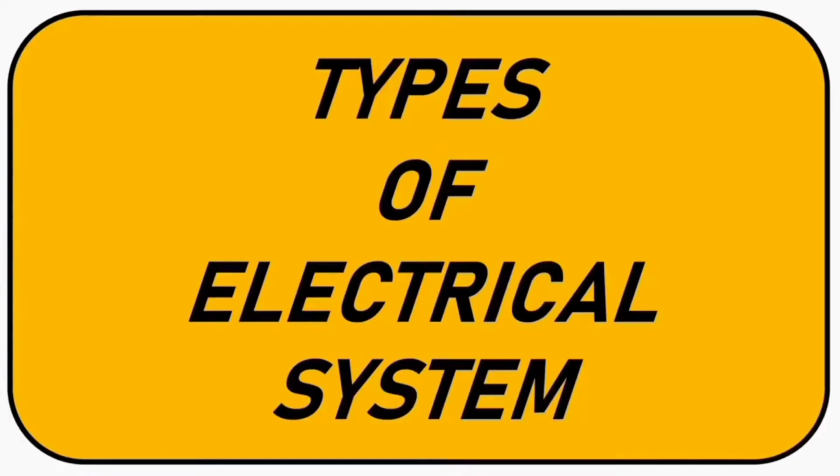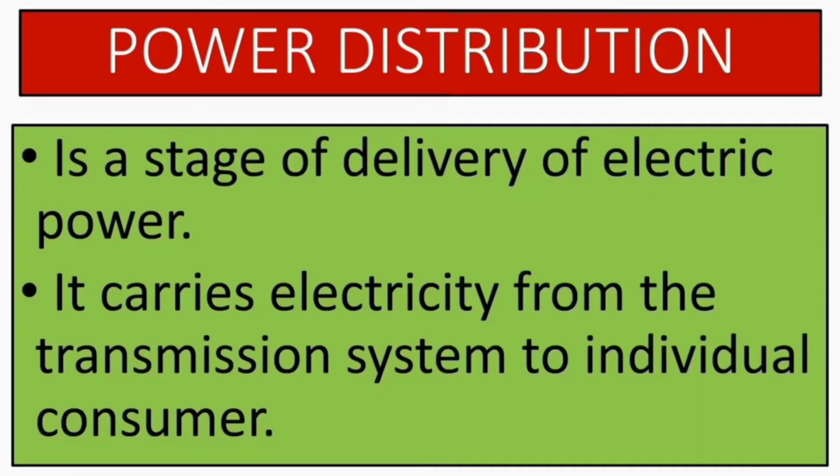Our topic for today is about types of electrical system. Power distribution is a stage of delivery of electric power. It carries electricity from the transmission system to individual consumer.